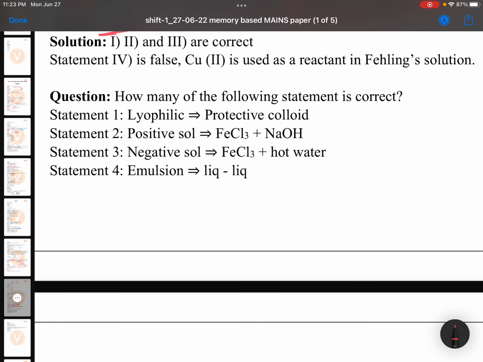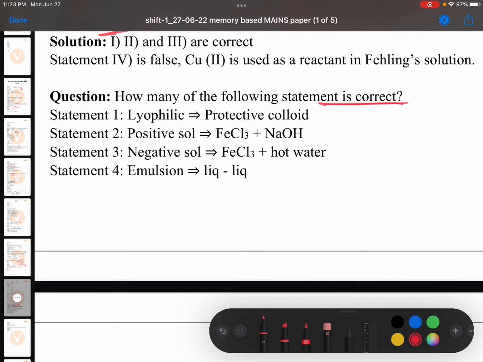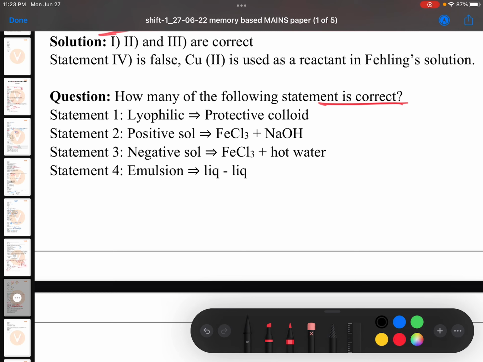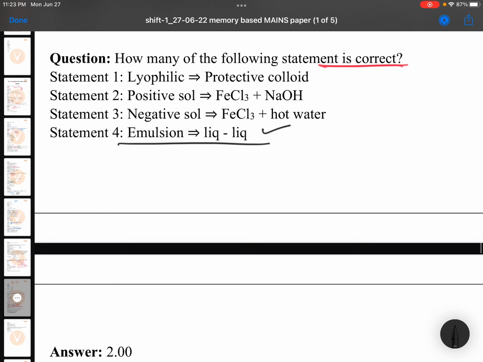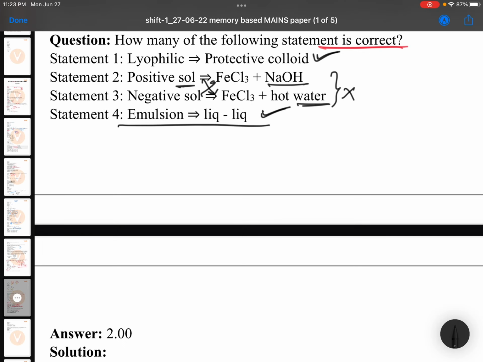How many of the following statements are correct? So nowadays integer type questions are becoming like this. How many number of questions? Very interesting. Okay, now there is no rule that it should not be asked like this, but I don't think it is right. Now liquid emulsions is right, and lyophilic protective colloid is also right. These are given in reverse. Negative sol is NaOH, positive sol is hot water. So these two are wrong statements, and these two are correct statements.